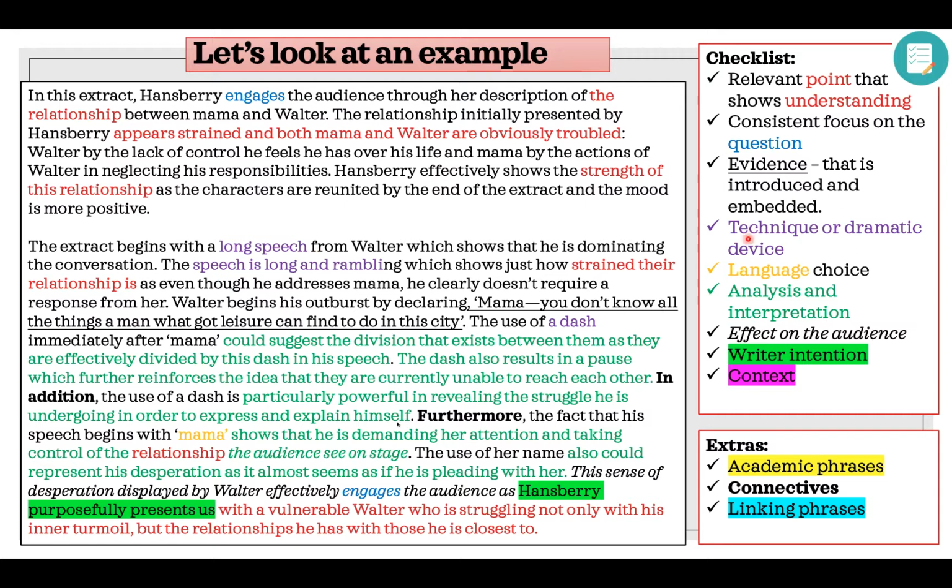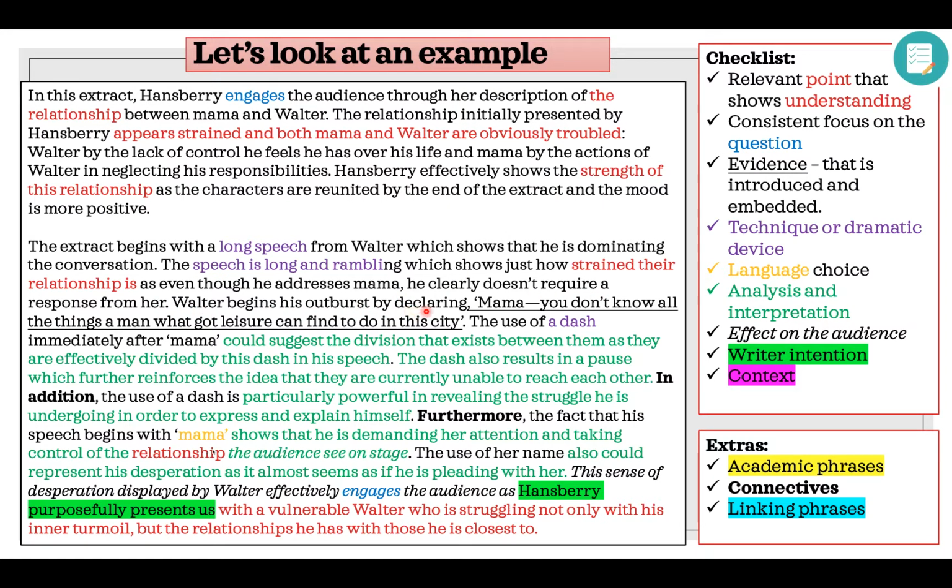So here we have our technique or dramatic device already, so I've already got a mark for that. It's from Walter, which shows that he is dominating the conversation. So here again, developing my own ideas and my own personal interpretation here. The speech is long and rambling, which shows just how strained their relationship is. So here I'm showing that I understand not only their relationship, but I understand Walter, and I also understand this technique and what it shows. Even though he addresses Mama, he clearly doesn't require a response from her.